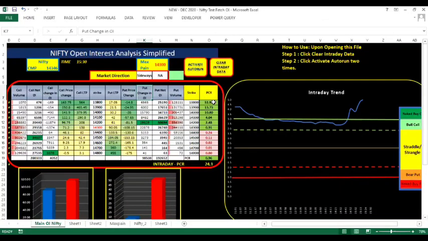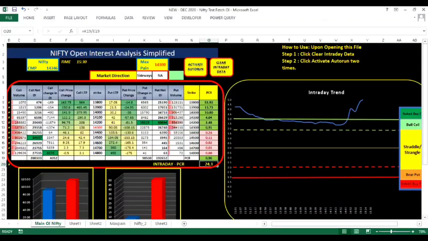So the PCR which you see on the right hand side is for the entire data, whether it is during the day or the past data and whatever changes are happening. But the intraday PCR is purely based on the changes which are happening during the day. Now this intraday PCR we use to figure out what is the likelihood of the market direction today. I'll explain how it happens when I explain the chart on your right hand side, which is the intraday chart.